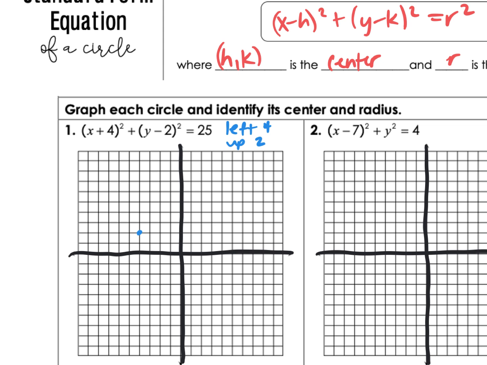Now, what is the radius? The equation equals r squared. So my radius is 5. What that means is from the center, you're going to go up 5, down 5, left 5, right 5. Okay? So 1, 2, 3, 4, 5, draw a point. Same in each direction.